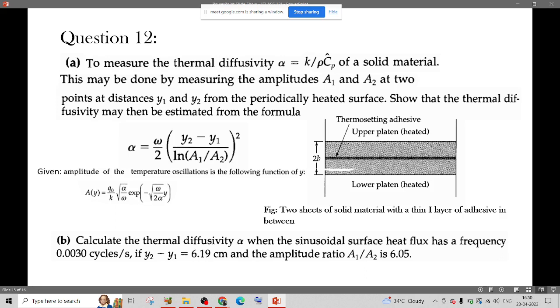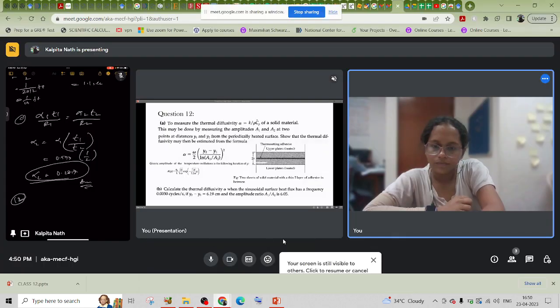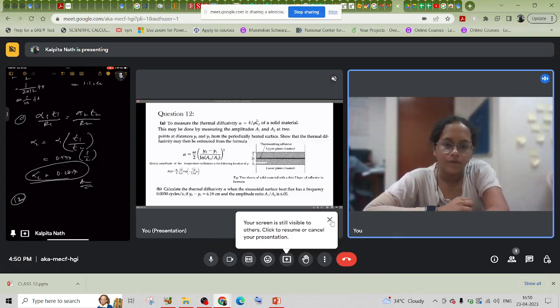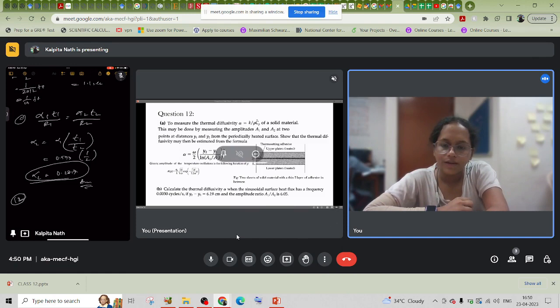The amplitude of the temperature oscillations is the following function of Y. The amplitude as a function of Y is given. First, derive the formula for measuring the thermal diffusivity, and second, calculate the thermal diffusivity when the values of everything are given. The amplitude ratio is also given here. Okay, so I'll give you 4 minutes to solve this and then we'll proceed with the solution.